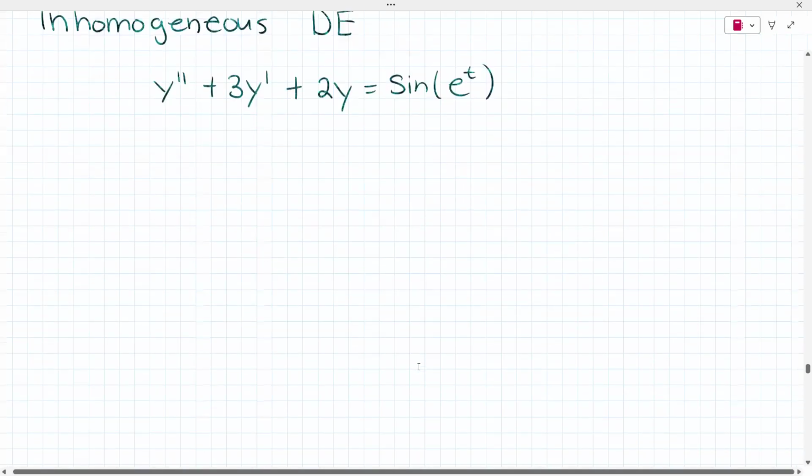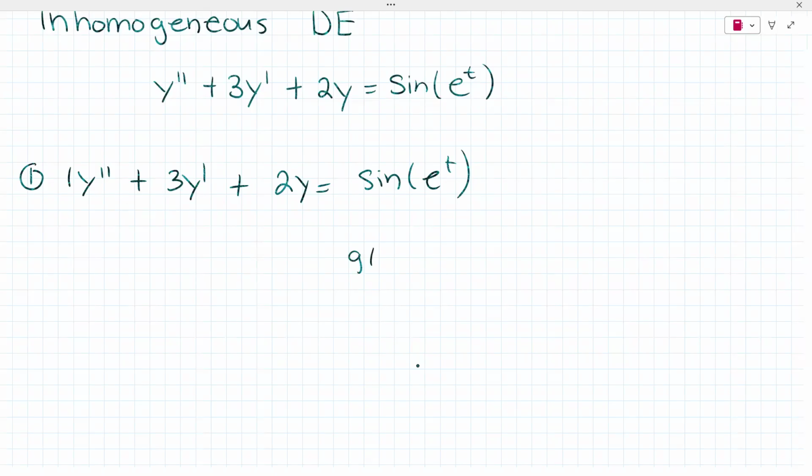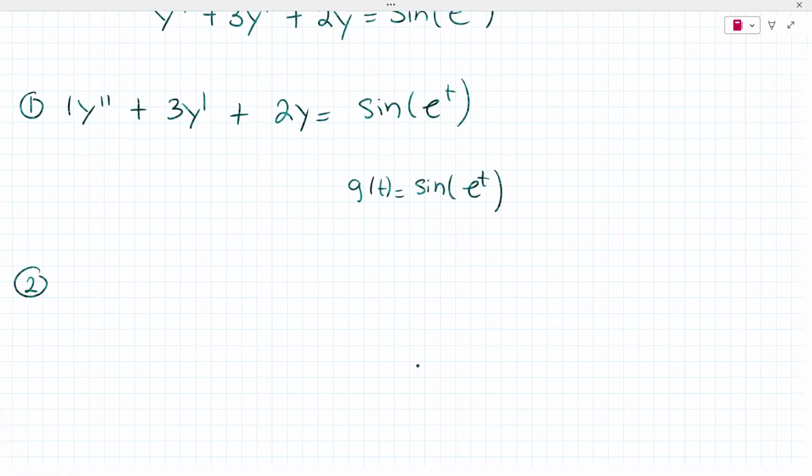So step 1, put it in the general form. I think we're good because it is in the general form itself, right? There's an invisible 1 here, so we're good. It is in the general form, so my g of t is sin of e^t. So step 2, find yh.